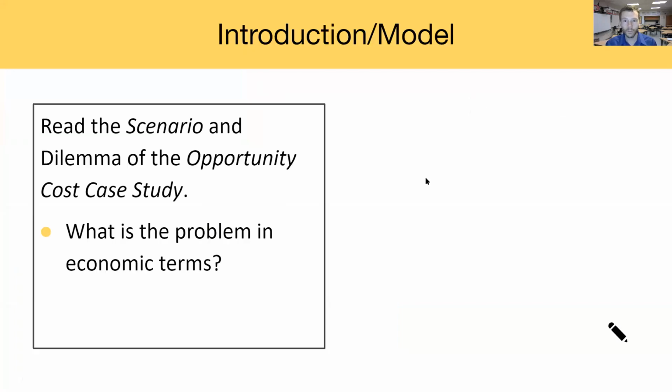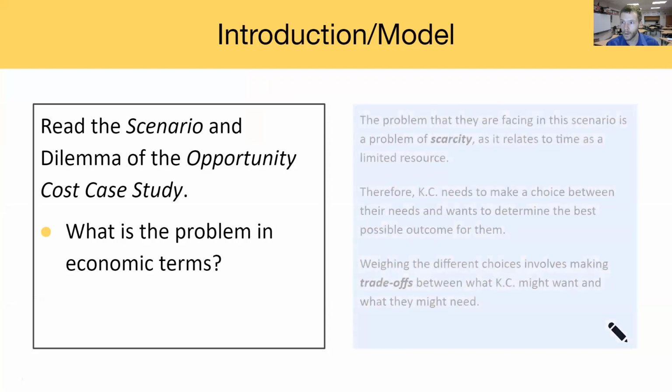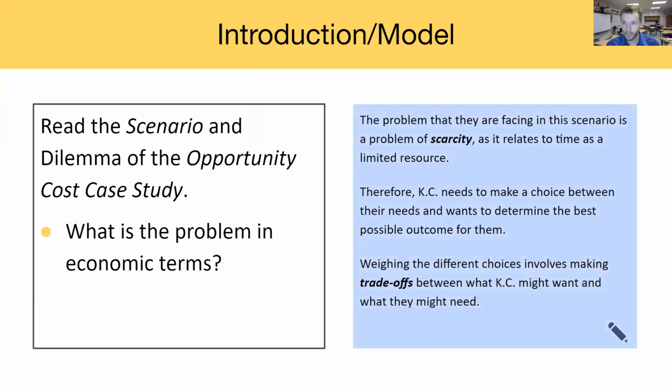So we've already gone through this part of the introduction where we read the scenario and the dilemma, and we've defined the problem in economics terms. For your reference, the problem that they are really facing in this scenario is an economic problem of scarcity, right, as it relates to time as a limited resource. Therefore, Casey needs to make a choice between their needs and their wants to determine the best possible outcome for them in this scenario. Weighing the different choices involves making trade-offs between what Casey might want and what they might need.